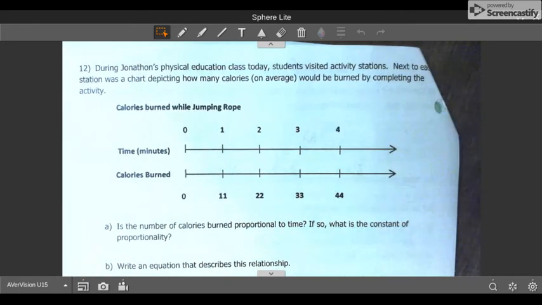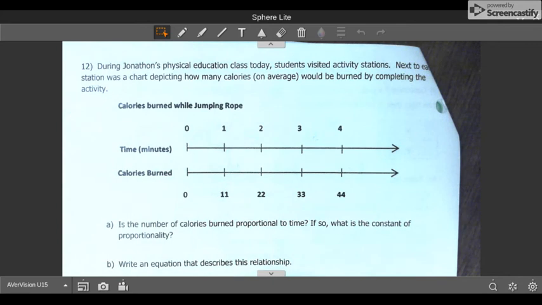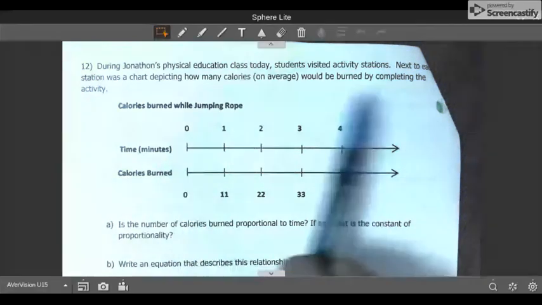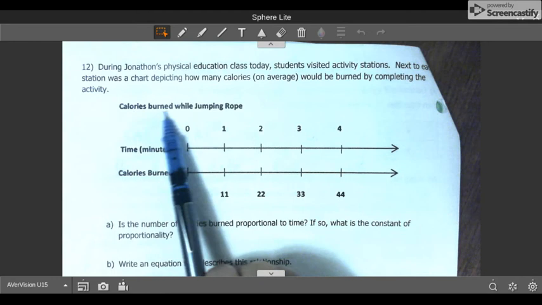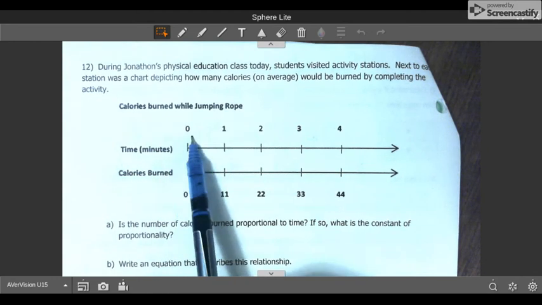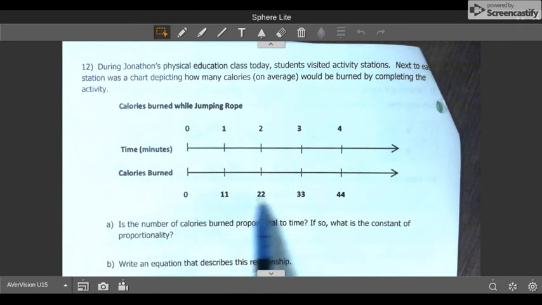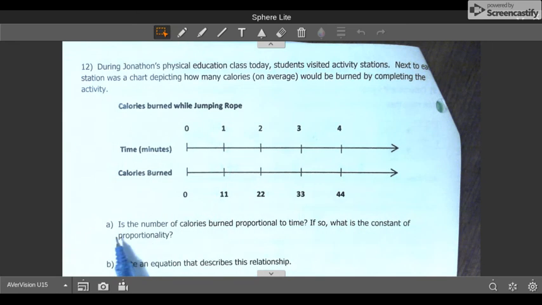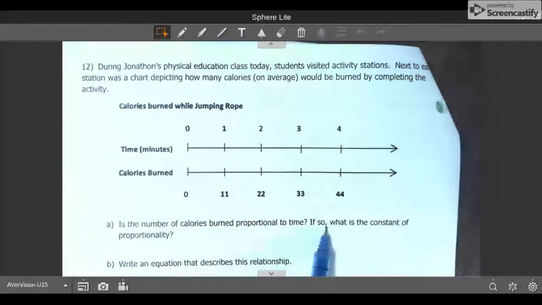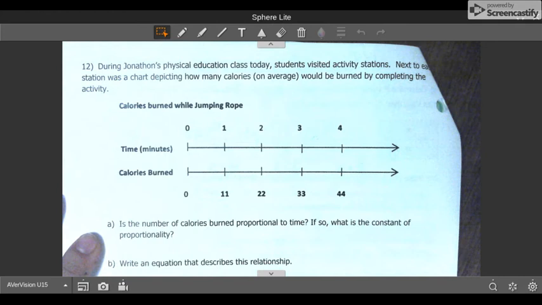During Jonathan's physical education class today, students visited activity stations. Next to each station was a chart depicting how many calories on average will be burned by completing the activity. Calories burned while jumping rope, time in minutes, calories burned. Is the number of calories burned proportional to time? If so, what is the constant of proportionality?